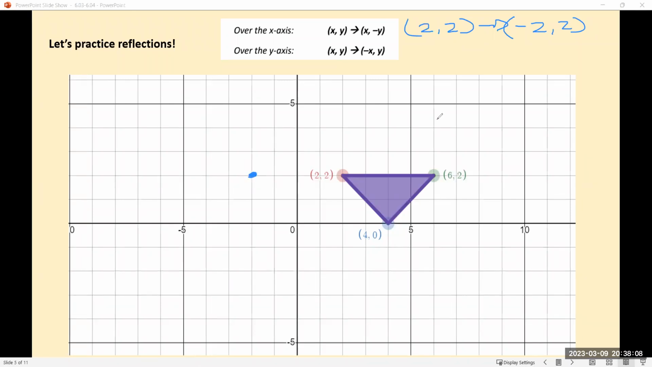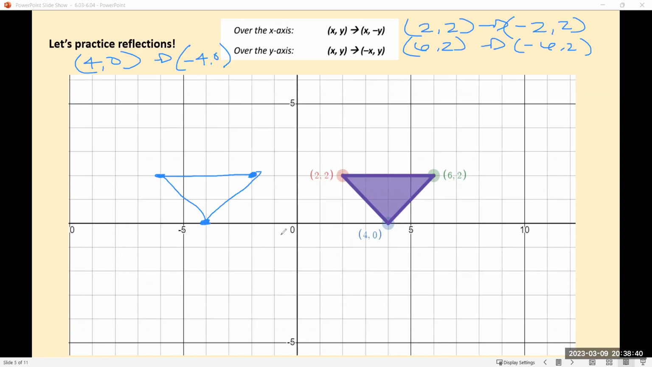Okay, so we're going to go find -2, 2. So now we have our first one, okay? Then we're going to take our 6, 2, and we're going to make our X value negative. So -6, 2. Okay, so let's go find -6. We're going to go put a point at 2. Okay, now we're going to take our last one, which is 4, 0. So we're taking 4, 0, and we are making our x value negative, so that's negative 4, 0. So we're going to go find negative 4 and plot at 0. And now we have our new shape, okay?